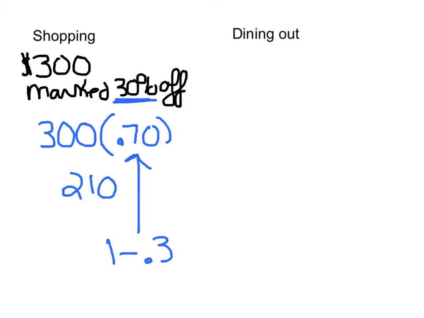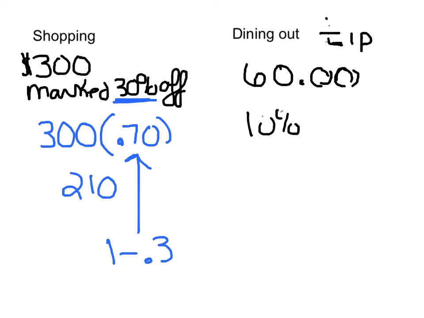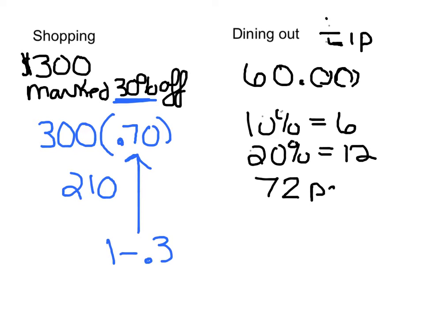Now, if I look at a dining out question, like let's say I go out to a restaurant and my bill is for $60, and I want to figure out the tip, what I would usually do in my head is, to get a 20% tip, I would take 10%, and 10% of $60 is equal to 6, and then I would double that to get 20%, so that would be 12, and then I would take the 60 plus 12, and $72 would be how much I would pay for dinner.